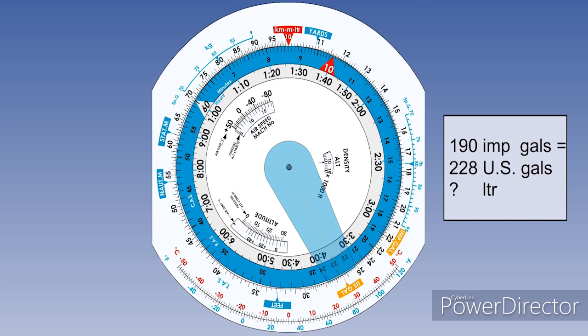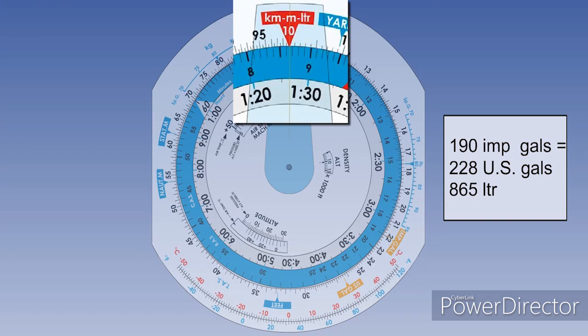Ensuring that the inner and outer scales remain in their relative positions, move the cursor until it's superimposed over the red km, m, LTR index, and read off 86.5. Our rough calculation indicates that the answer will be 865 litres.